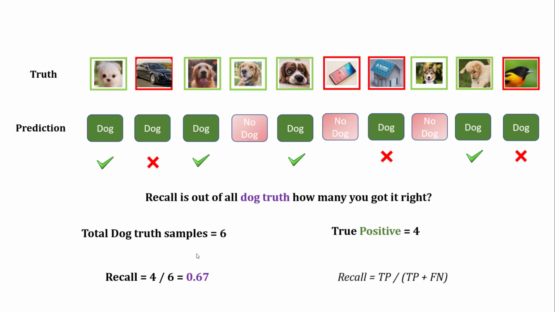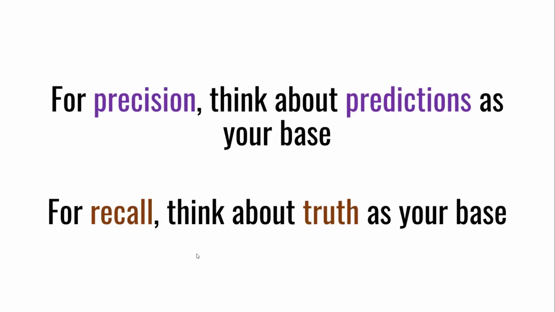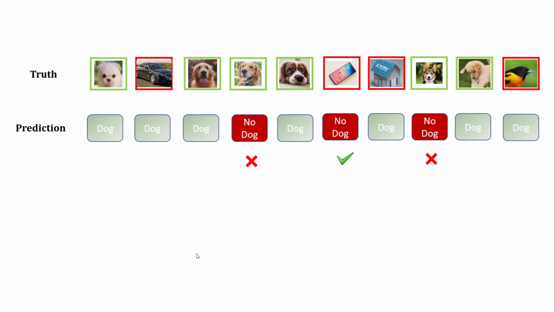So recall is basically, here is my truth, and in my truth, I have 6 dog samples. Out of that, how many are we able to predict correctly? Now, precision and recall have a subtle difference: when you're thinking about precision, always think about predictions as your baseline. When you're thinking about recall, think about truth as your base. Now let's talk about the negative class.